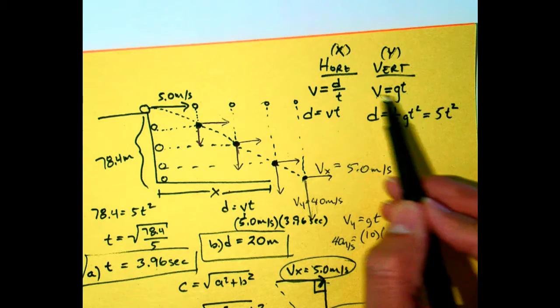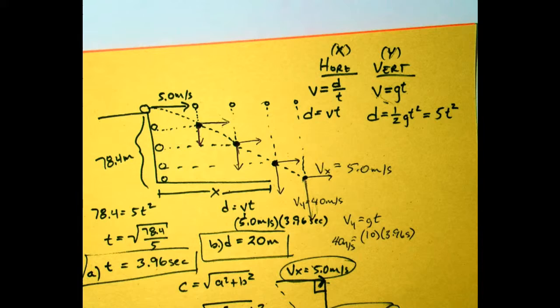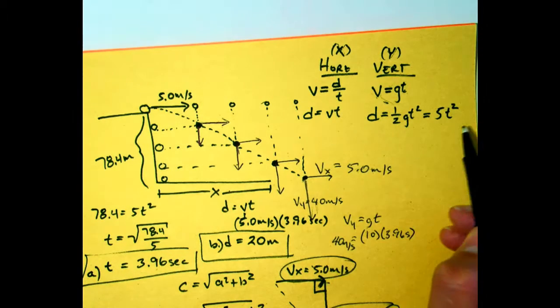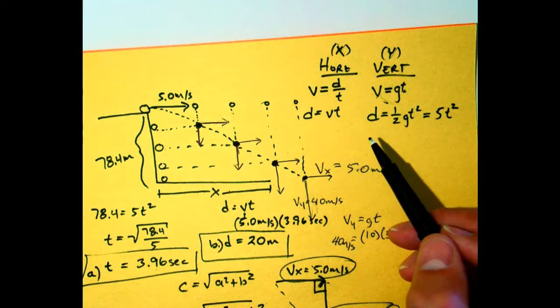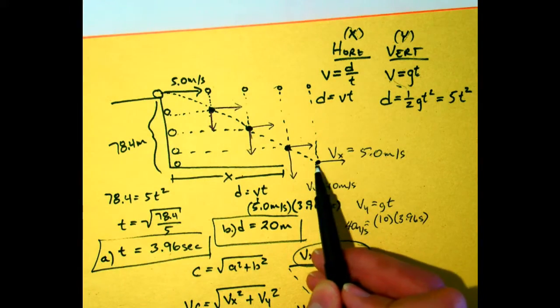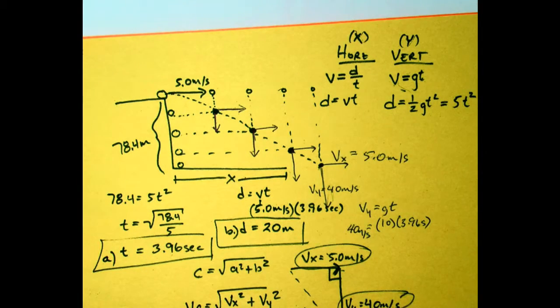And then once you get time, you can use time in any one of these equations here, any of the 4 equations. And the time is the same here. The time would be the same here, here, or here. Because remember, the time that it takes to move forward and reach this point over here is the same amount of time that it takes to fall. Okay.